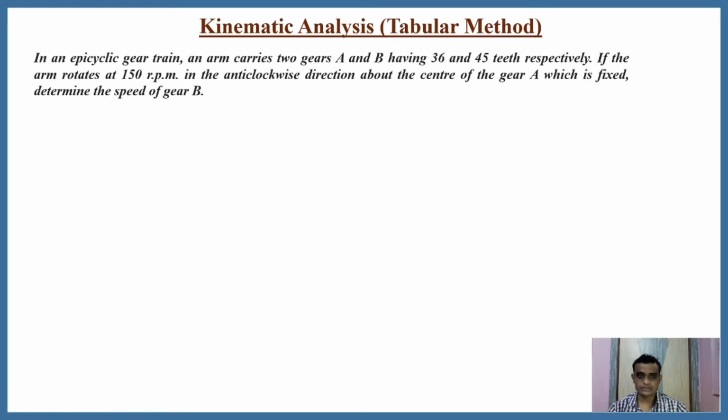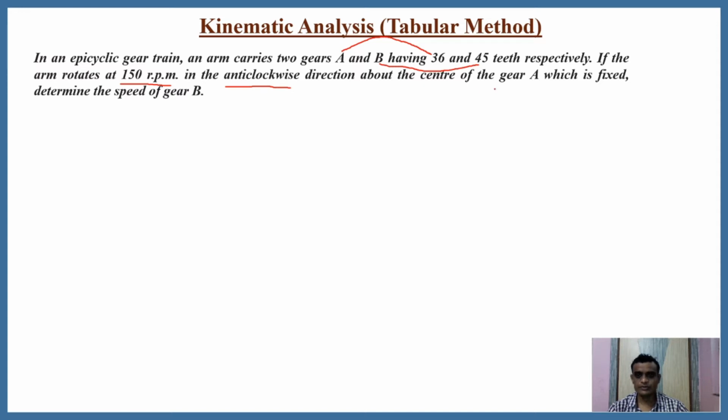Now we'll consider one numerical. In an epicyclic gear train, the arm carries two gears A and B, with 36 and 45 teeth respectively. That means the number of teeth on gear A is equal to 36, and the number of teeth on gear B is 45. If the arm rotates at 150 rpm, that means the speed of the arm, nc, is equal to 150 rpm in anti-clockwise, that means minus 150 rpm if we consider anti-clockwise direction as negative and clockwise as positive.